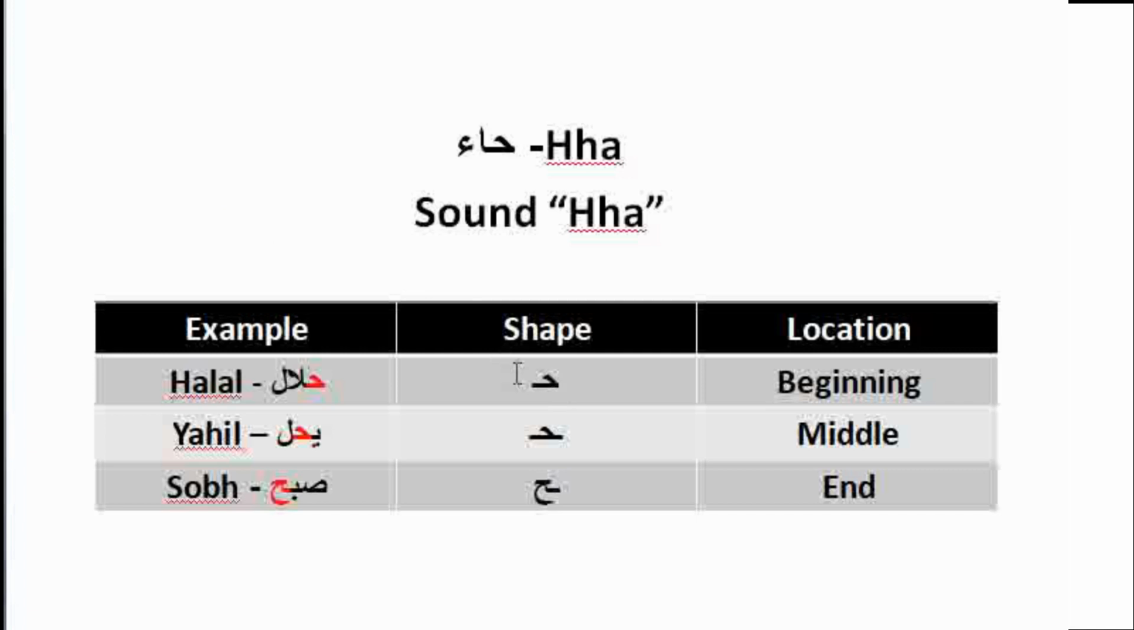So this is how it looks in the beginning of the word. An example is the word halal, you know, halal meat. In the middle, it looks this way. An example is the word yahil, which means it becomes halal. It's a verb. Yahil. It becomes halal.